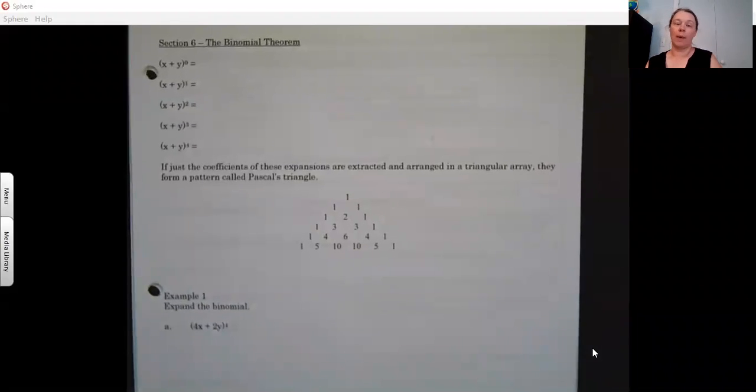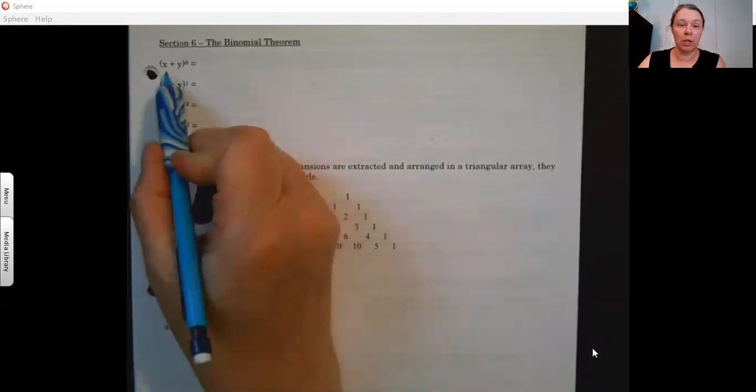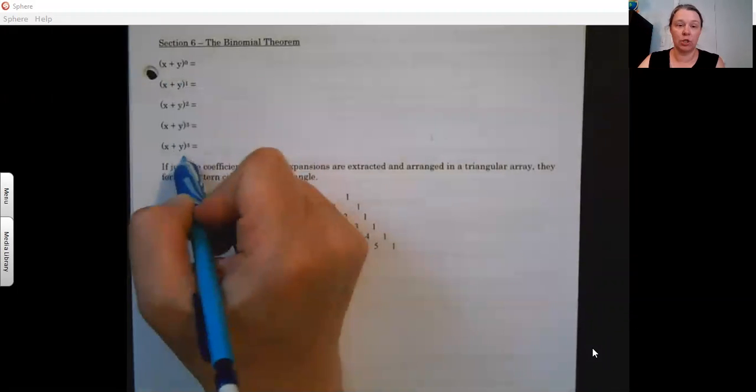Okay, we are going to talk about the binomial theorem. A binomial is when you're adding or subtracting two terms. It's binomial, two terms. And we're going to talk about Pascal's triangle. So we're going to start with the simple expansion of these binomials.